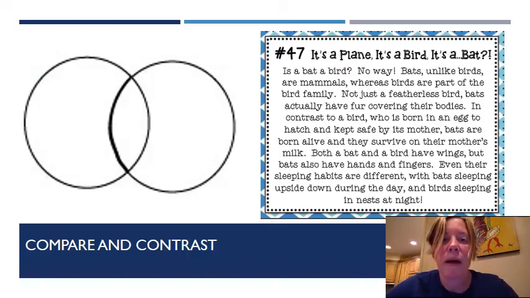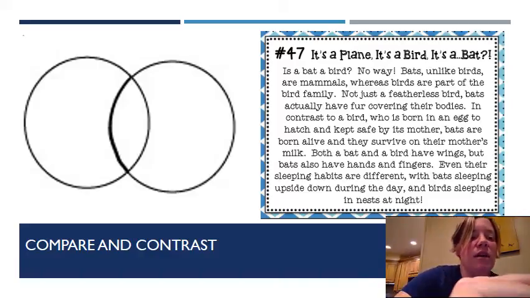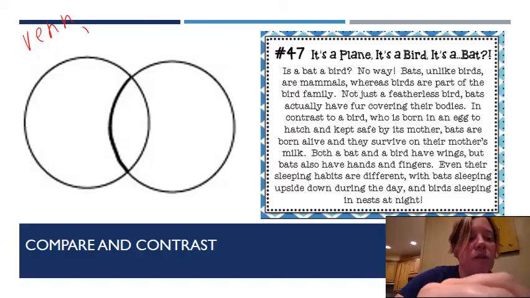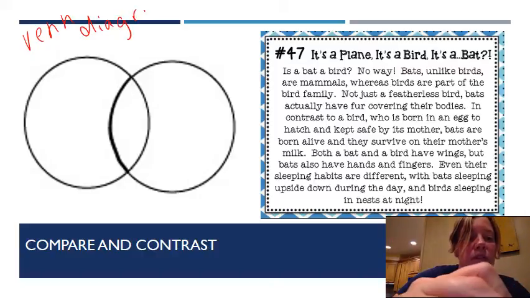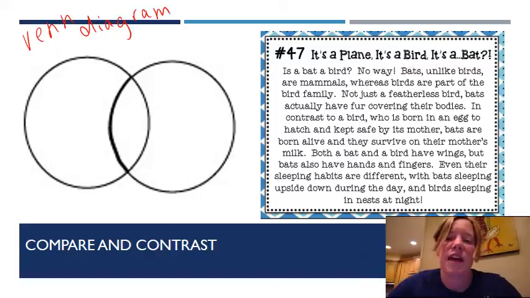All right, if we talk about compare and contrast, remember that's looking at two different things, and that Venn diagram that we're very familiar with shows up. Oh, and that's not how you spell Venn diagram. All right, so now that I've spelled it right, we've got a Venn diagram.